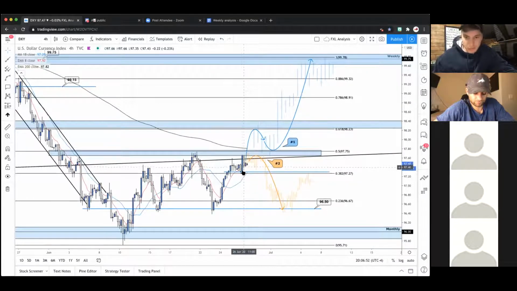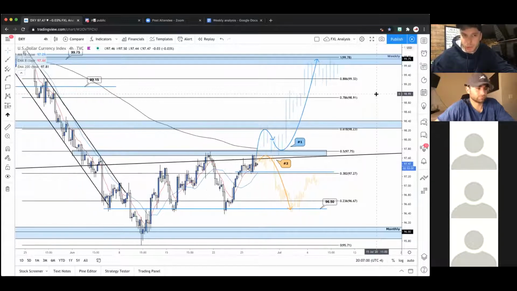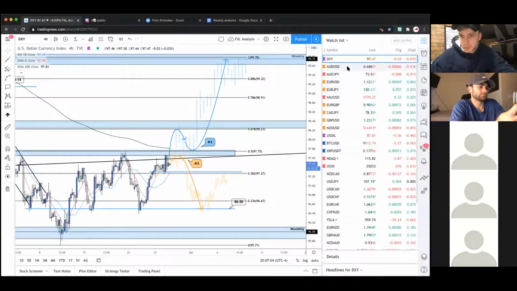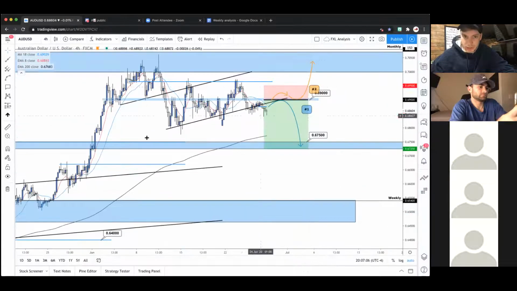Definitely favoring the long side of this. Waiting for that break, waiting for the pullback, confirmed higher low, and then it's going to continue. So that's what we're looking at. Definitely more long, but very bullish on DXY still. Okay, so with that analyzed, we can then move on to some currency pairs.